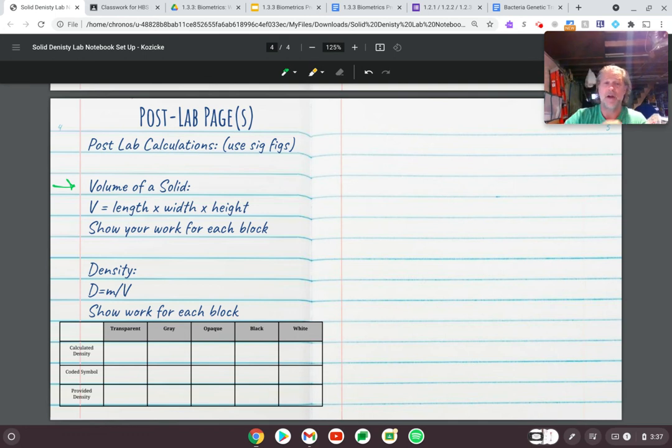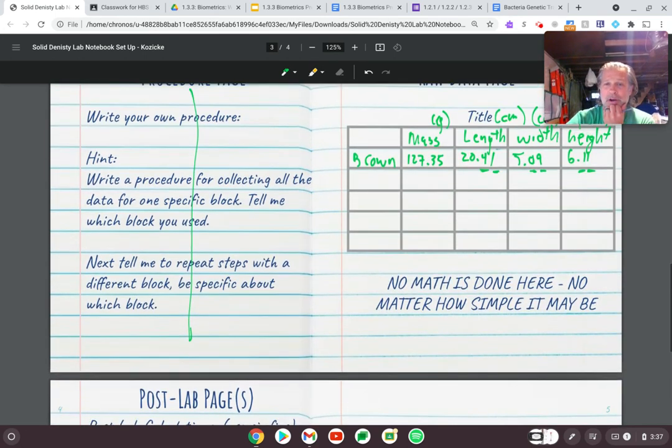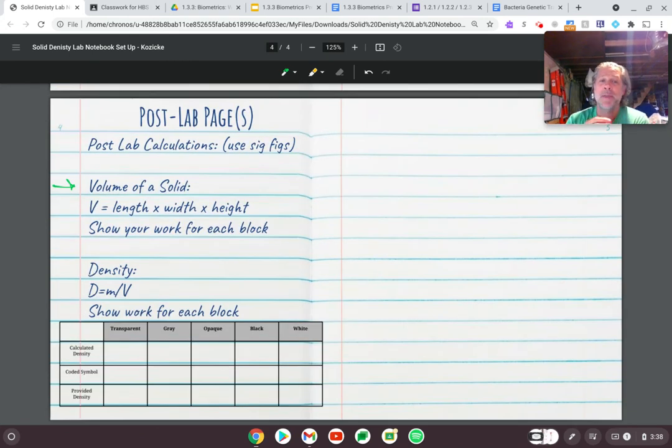So in the case of my example here, I would put 20.41 centimeters times 5.09 centimeters times 6.11 centimeters. And then I would show my answer. And then for density, I would take my mass, which in this case was the 123.4 something, divided by the volume of the solid.